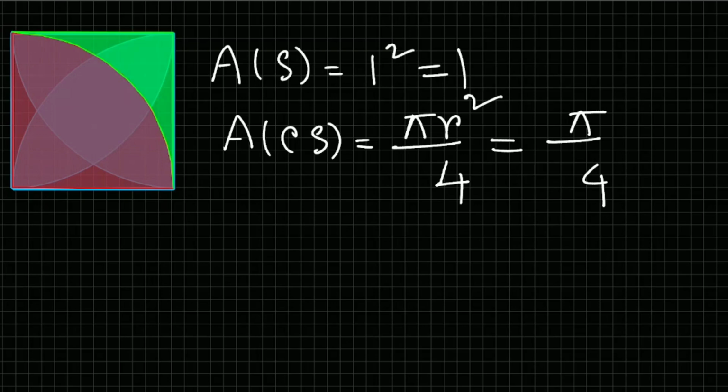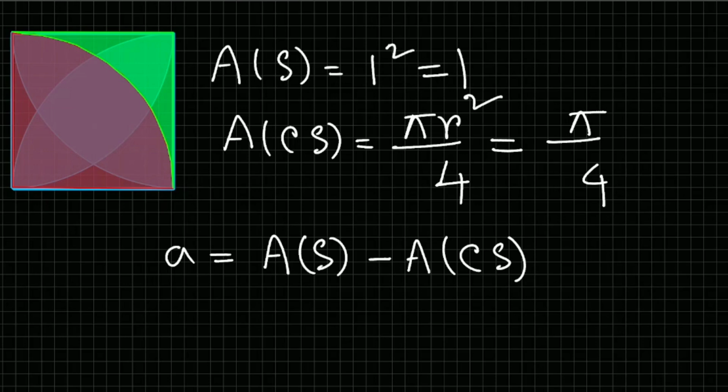Now what about the area of this green section right over here? Well, this section is nothing other than the difference between the area of the square and the area of the red circular segment. Let me denote the area of this green section by A. So A is equal to area of the square minus area of the circular segment, which is equal to 1 minus pi over 4.